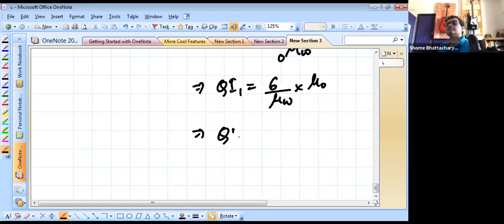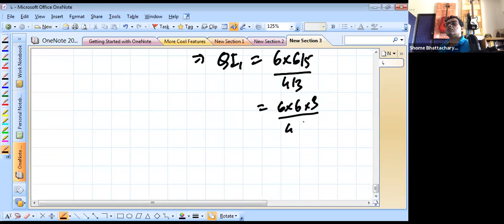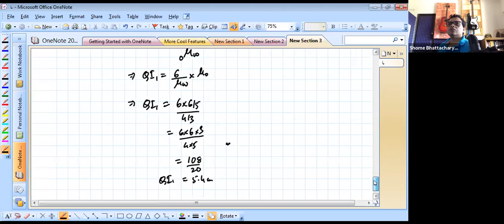So QI1 is becoming 6 multiplied by 6 by 5 divided by 4 by 3. So this is becoming how much? 6 into 6 into 3 divided by 4 into 5. So 36 into 3 is 108, divided by 20. So that is 5.4 centimeters. That is my QI1. So I'll just minimize this so that you can understand this fully. So this is the calculation for the first refraction.